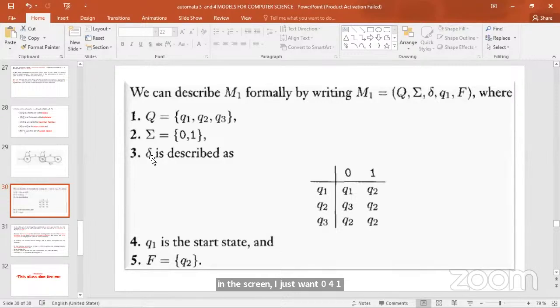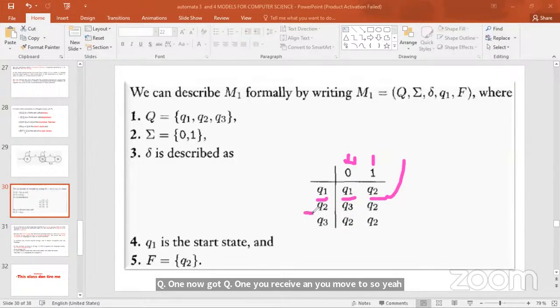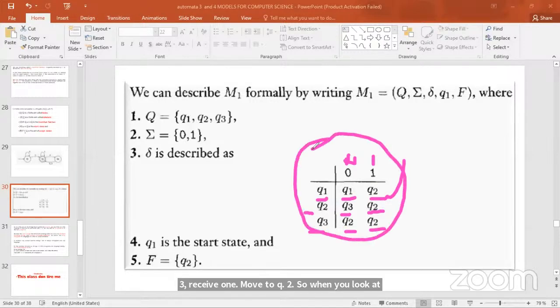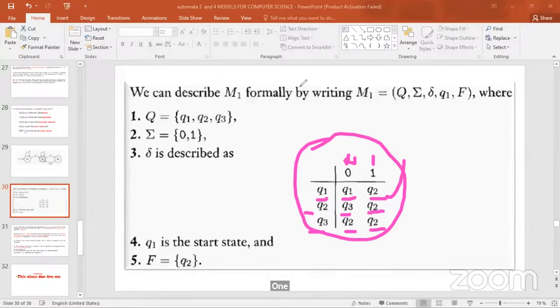Then the movement, the transition function, is in this form. When you look at Q1, you receive a 0. Let me quickly explain this. Now you are at Q1, you get an input of 0, you move to Q1. Now you are at Q1, you receive an input of 1, you move to Q2. So you are done with Q1. Now you're at Q2, you receive a 0, you move to Q3. You're at Q2, you receive a 1, you move to Q2. You're at Q3, you receive a 0, you move to Q2. You're at Q3, you receive a 1, you move to Q2. So when you look at this analogy and you look at our M1, go and test it and you see that all this transition function is correct.